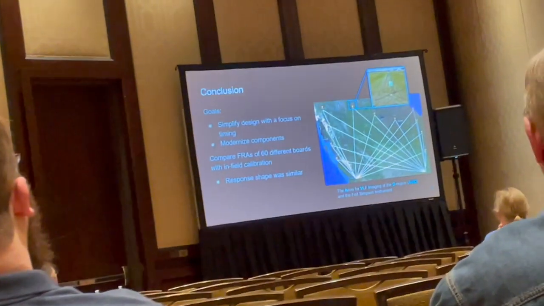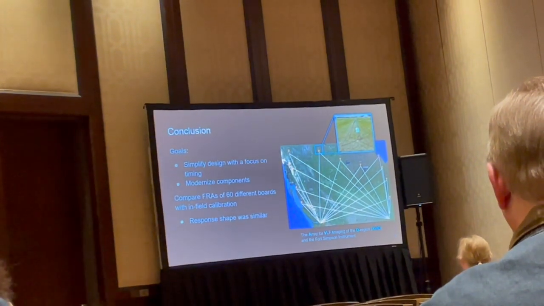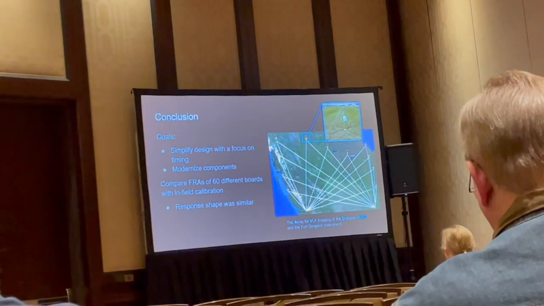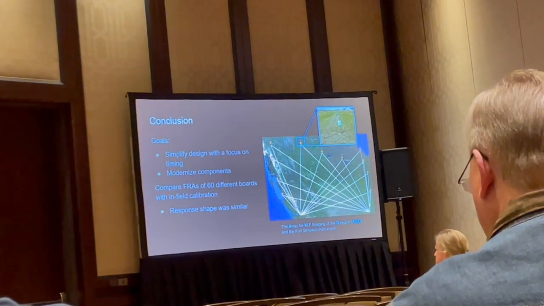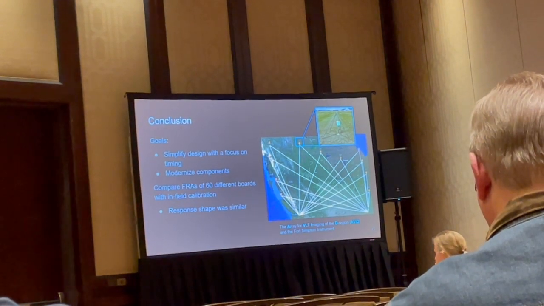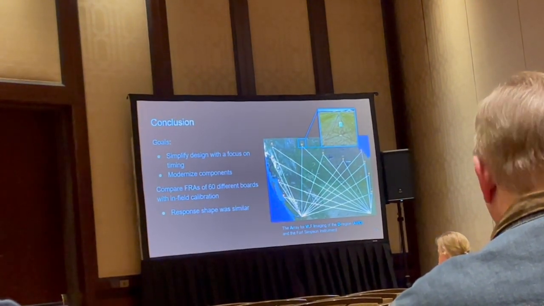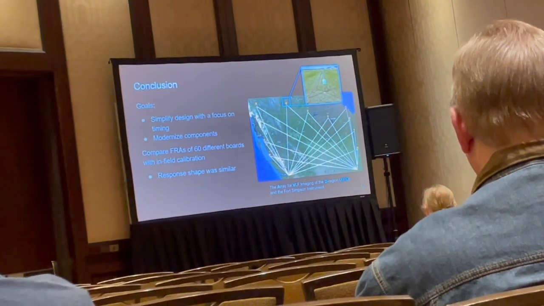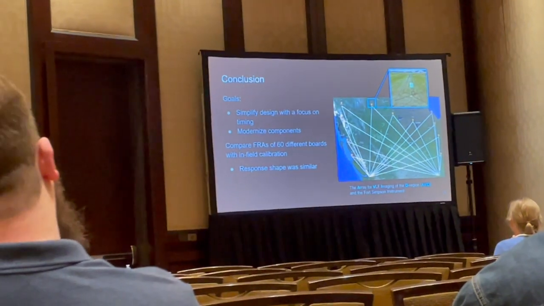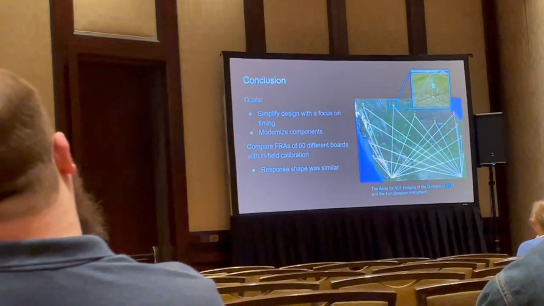Just to remind you of our goals, we wanted to simplify the design with the focus on timing, which we did. We modernized the components, and because we were building over 60 cards for this project, we found that response shapes were similar across all the FRAs and calibration that we've done. And if you're interested, the diagram on the right is the array for VLF imaging of the E region. We have deployed 9 such sites. We have 2 more to deploy this summer. And that will allow us to get really good data on most of the ionosphere in Canada and around Canada.